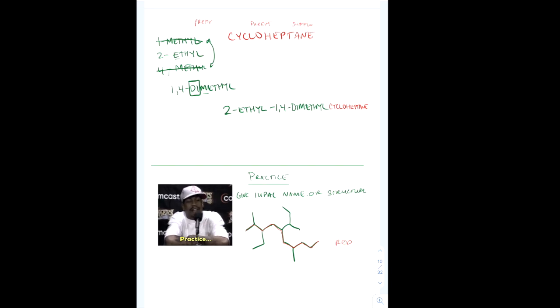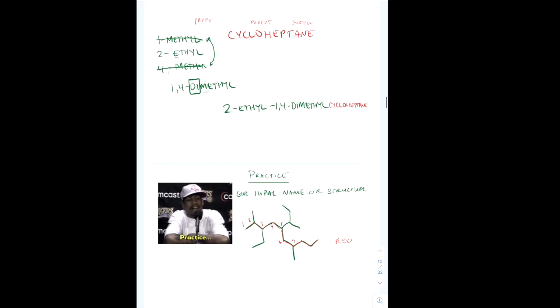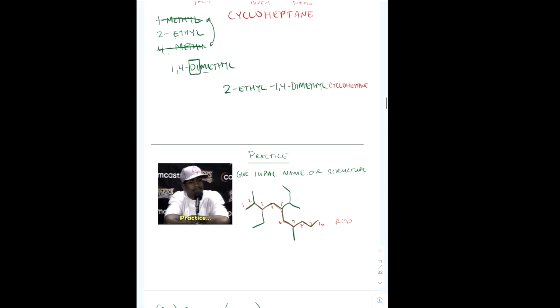But now we want to number it, and remember we want to number it to give the first substituent the lowest number. That means we're going to number from here. 1, 2, 3, 4, 5, 6, 7, 8, 9, 10. Yeah, that works. Okay, so that is actually 10. So that is decane. There's our parent, dec, and ane is our suffix.